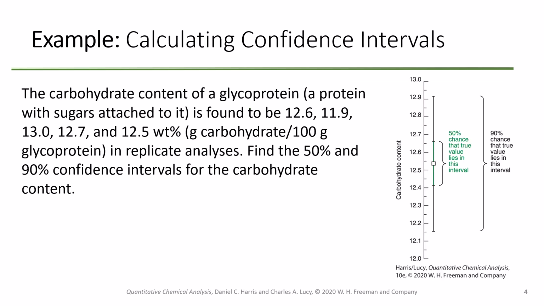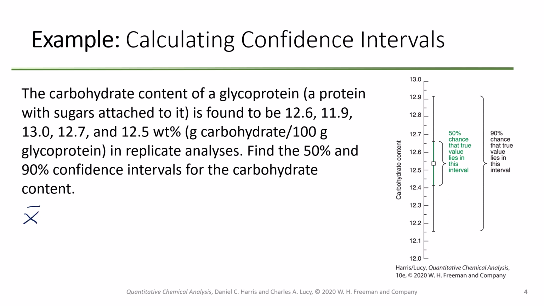Let's practice. The carbohydrate content in a glycoprotein, a protein with sugars attached to it, is found to be 12.6, 11.9, 13.0, 12.7, and 12.5% in replicate analyses. Find the 50% and 90% confidence interval. So the first thing you want to do here is find the mean, the standard deviation, and do the rest of it. So I'm going to type things into my calculator and then, of course, just write my mean.